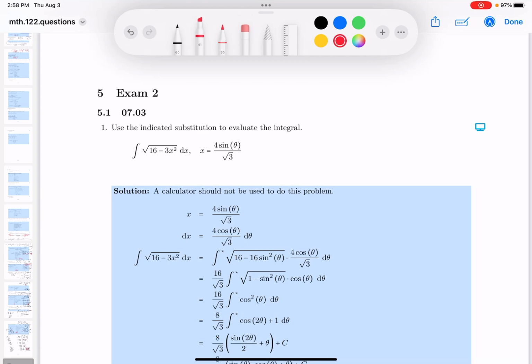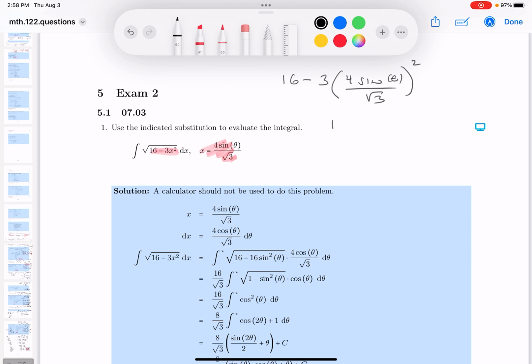All right, let's start at the beginning. We have a radicand, and we're being asked to make this substitution over here. Let's just do that first. All right, so it's going to be 16 minus 3 times that substitution x, which is 4 sine theta over root 3.